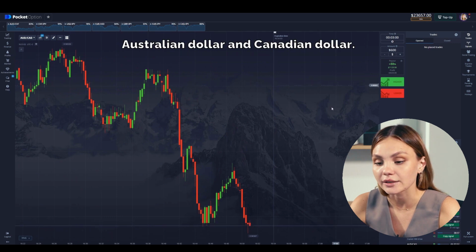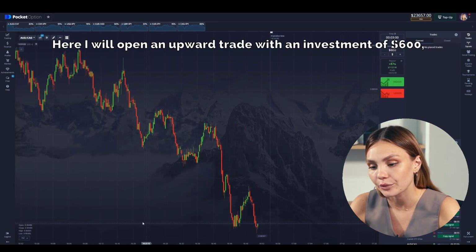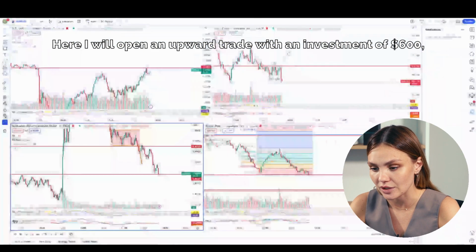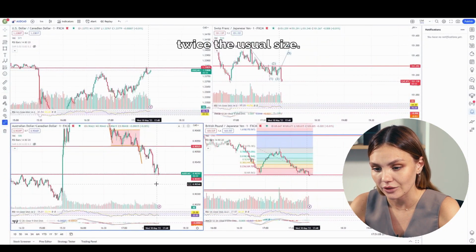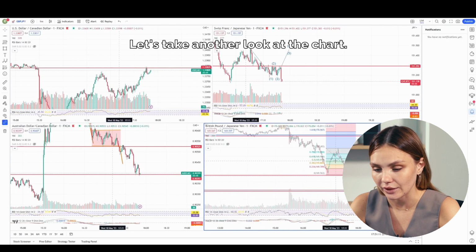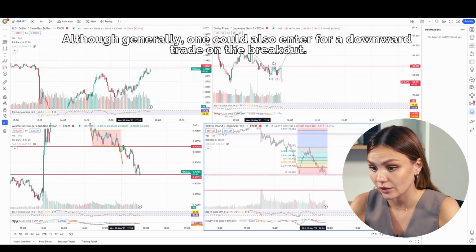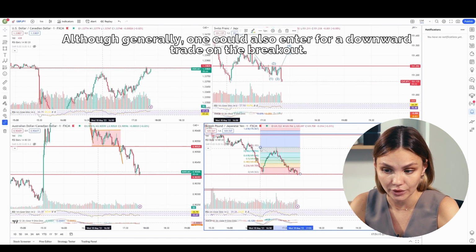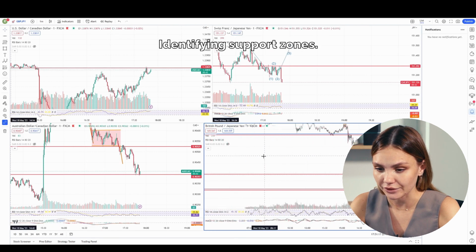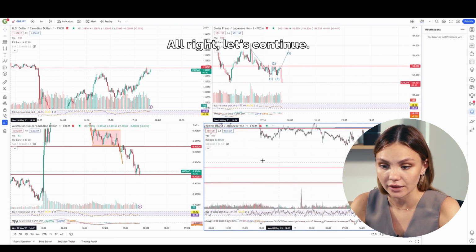Australian dollar and Canadian dollar. Here I will open an upward trade with an investment of $600, twice the usual size. Let's take another look at the chart. Although generally one could also enter a downward trade on the breakout. Identifying support zones. Alright, let's continue.